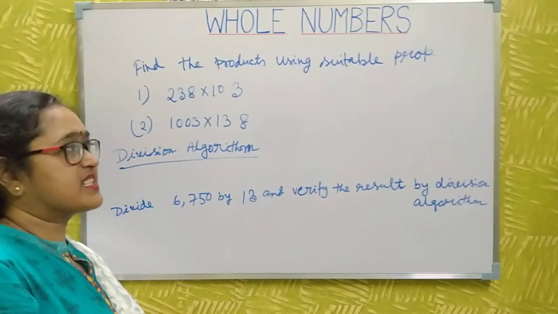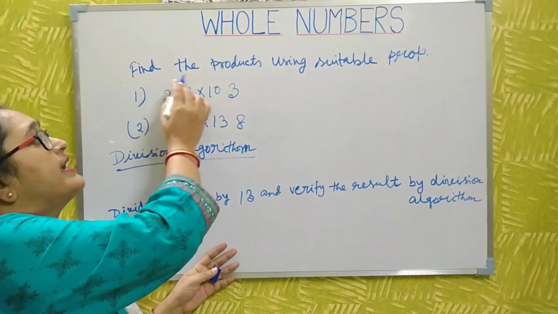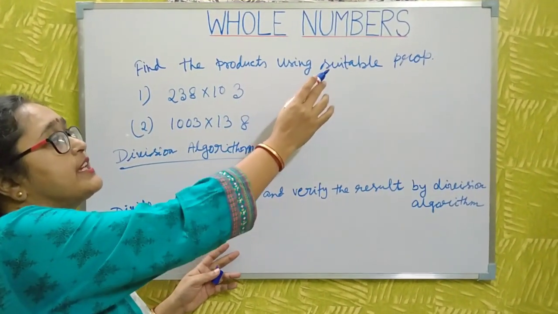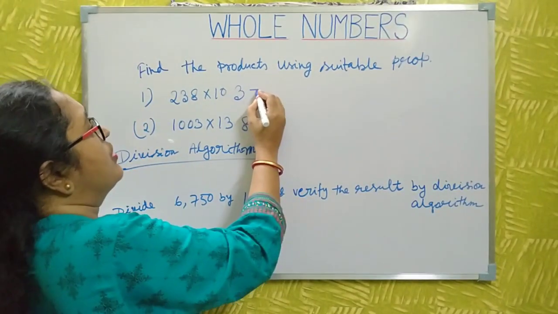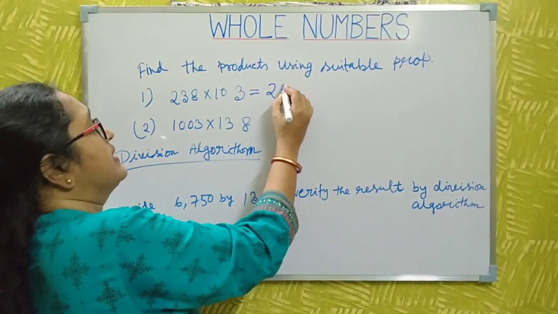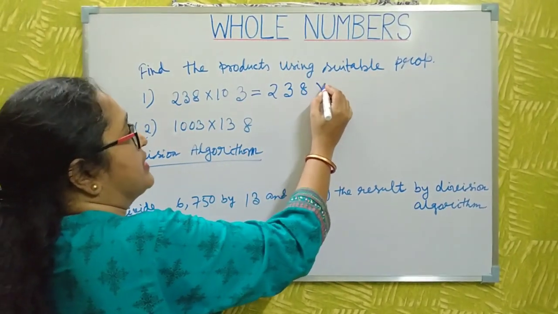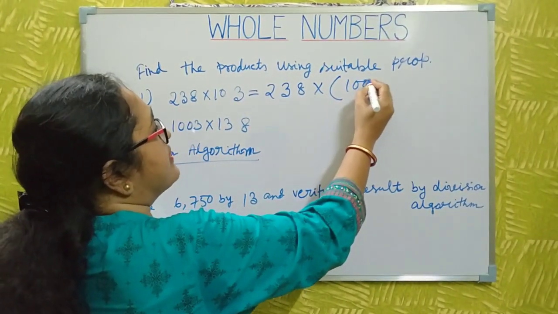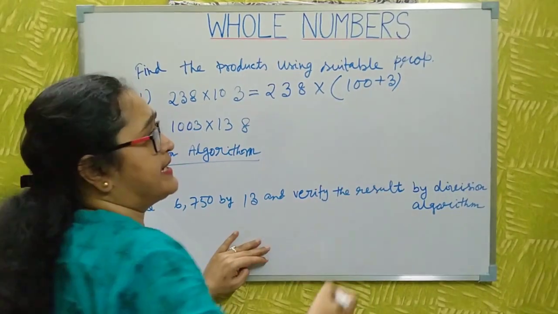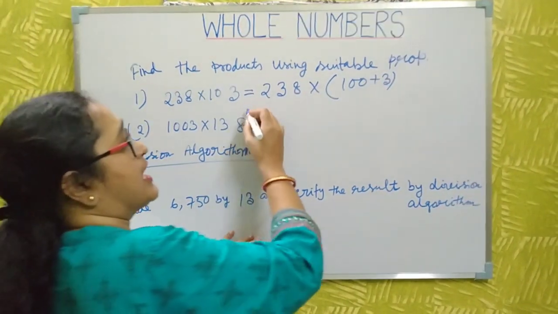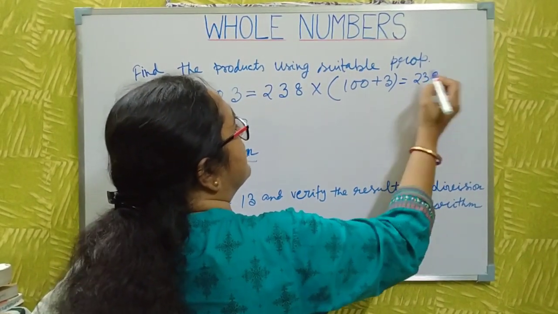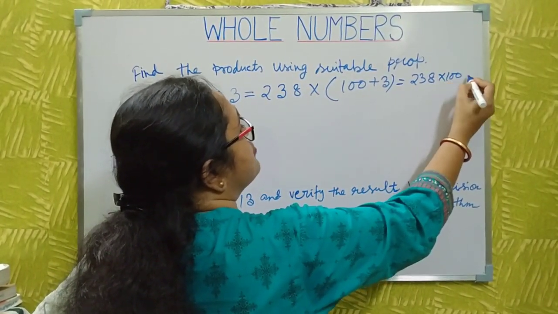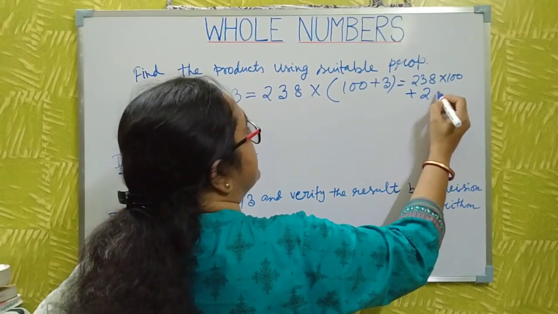Okay. Now I discuss these sums also. Find the products using suitable properties. Okay. Now I use the distributive property here. What is this? 100 you can write in the expanded form like this. Okay. Then you just multiply it. Just like this, I use the distributive property.